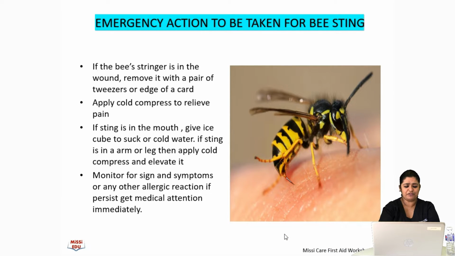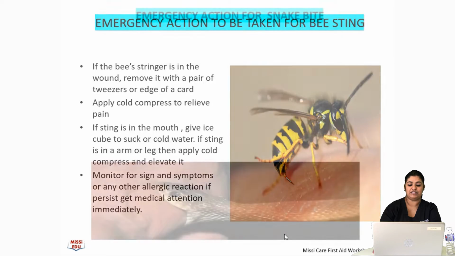Moving to the next one, emergency actions to be taken for a bee sting. If the bee stinger is in the wound, remove it with a pair of tweezers or the edge of a card. Apply a cold compress to relieve pain. If the sting is in the mouth, give an ice cube to suck or cold water. If the sting is in the arm or leg, apply a cold compress and elevate it. Monitor for signs and symptoms of any allergic reactions, and if they persist, get medical attention immediately.